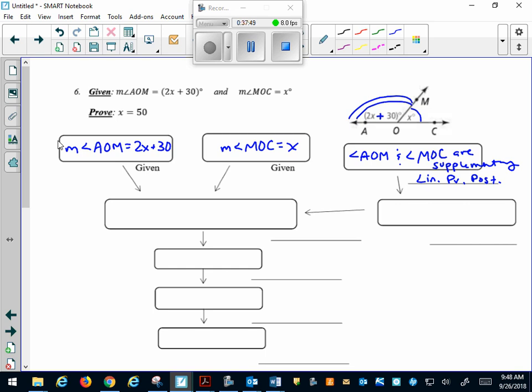Again, I can see that I'm trying to prove that x equals 50, so I know I'm going to have to do some algebra, so I know I'm going to need an equation. I've got to get this word supplementary into some sort of equation. What do you know about supplementary angles? They add up to 180. Good. So we're going to turn this sentence basically into an equation. Measure of angle AOM plus the measure of angle MOC equals 180 degrees. What is the reason? I'll give you a hint. Definition of supplementary. Very good.